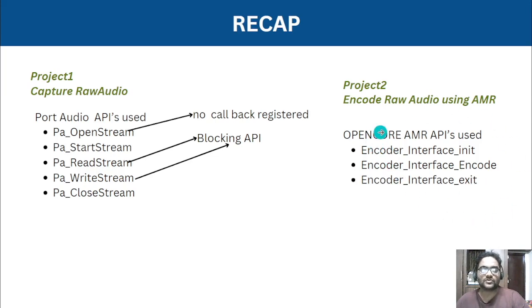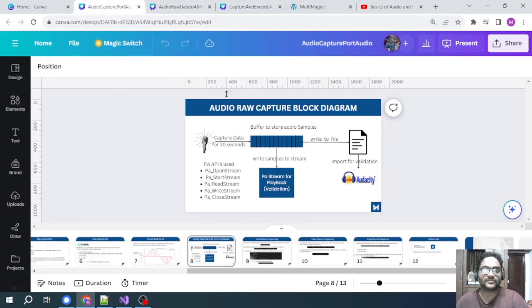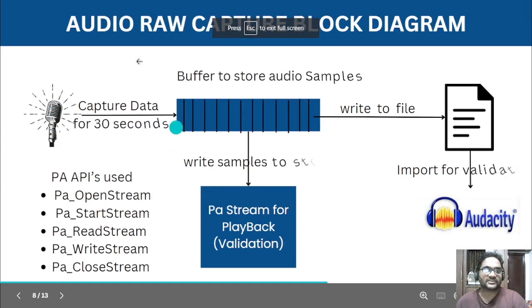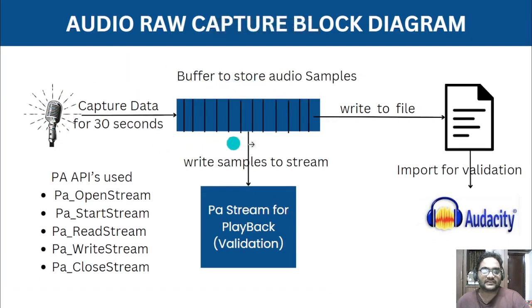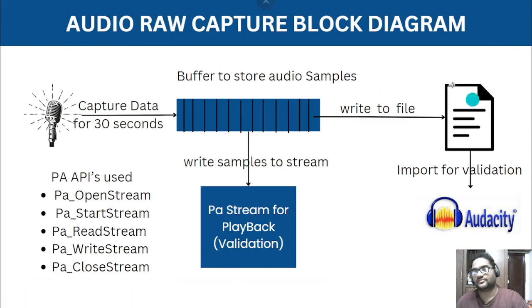Let me quickly show you those block diagrams also to make it clear. This is project one. We were capturing the audio data, saving the samples into the buffer, and finally writing those samples into the file, and these are the validation steps. To make it very simple, we are capturing the data and saving it into the file for a testing period of 30 seconds. That is about project 1.